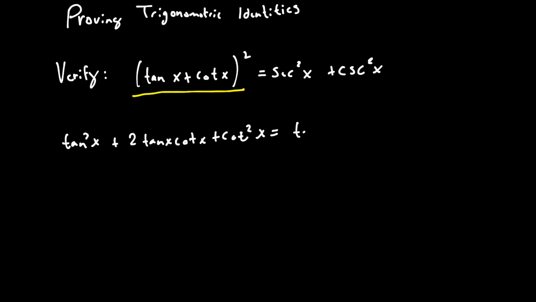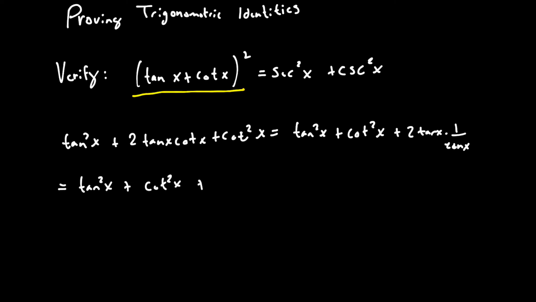we'll leave our tan squared x alone and our cotan squared x alone, and rewrite our 2 tan x times cotan x as 2 tan x times 1 divided by tan x. The tan x's cancel out, and we're left with tan squared x plus cotan squared x plus 2. Now we can replace our tan squared x with secant squared x minus 1 and replace our cotan squared x with cosecant squared x minus 1.